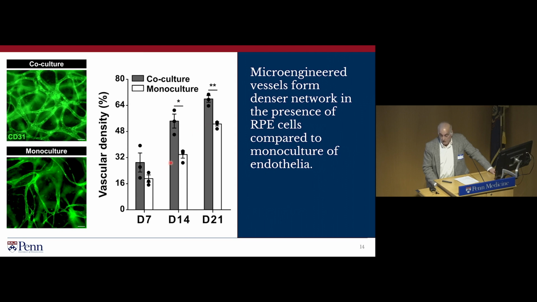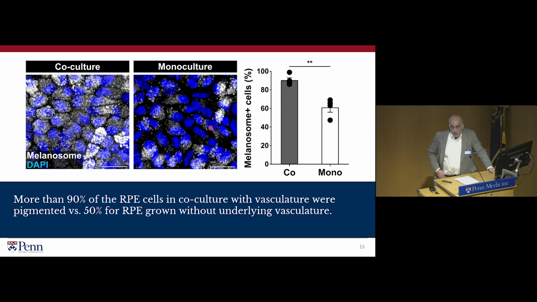And you can see the density increased here at day 7, and at day 14 it's even more significant, and at day 21 also. So this would probably be expected because RPE secretes VEGF, so you would assume this would be the case, but it shows that there's crosstalk between the overlying RPE and the underlying vasculature. But what about the RPE? Does this underlying vasculature influence the RPE?